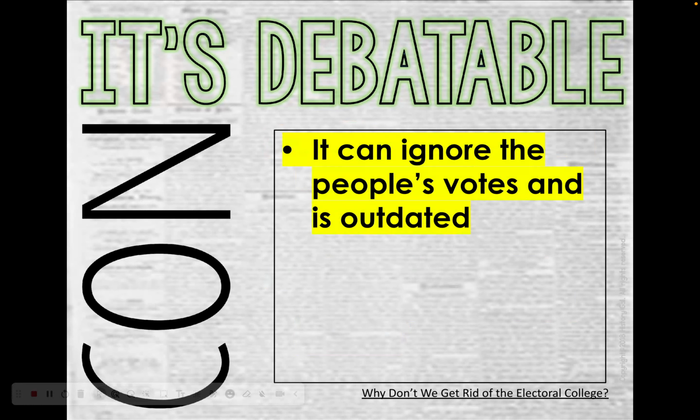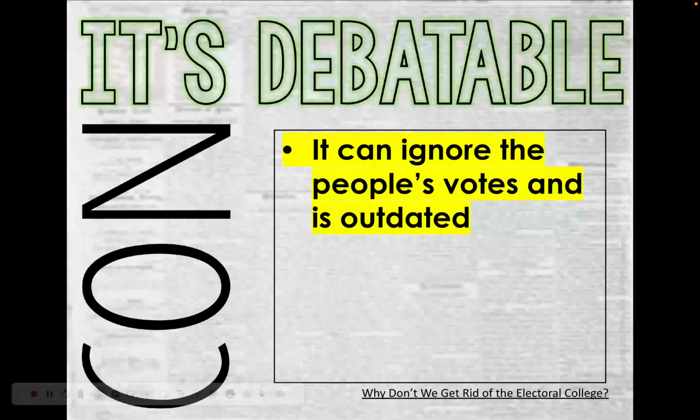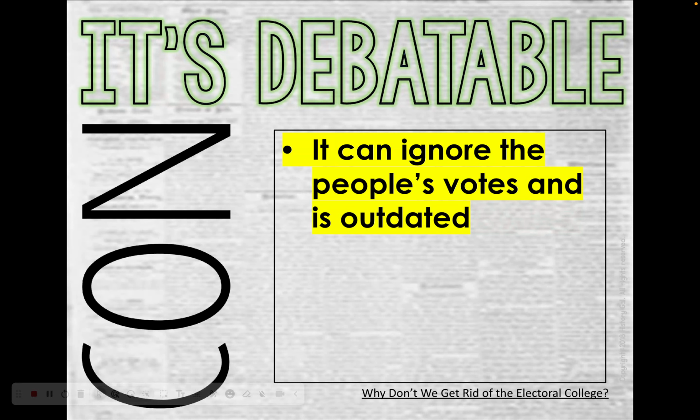Okay, the con side, it can ignore the people's votes and can be outdated. So like I said, Hillary Clinton in 2016 had 3 million more votes than Donald Trump but did not become president, that seems to ignore the people's votes. And outdated, well, it was created in 1787. And back in 1787, as I explained previously, there was a communication and news issue, right? In Massachusetts, how would you find out about a candidate from the South and vice versa? In 2025, we do not have that problem. In fact, I say we have too much information sometimes, but one of the original reasons why the Electoral College was created is not relevant anymore.